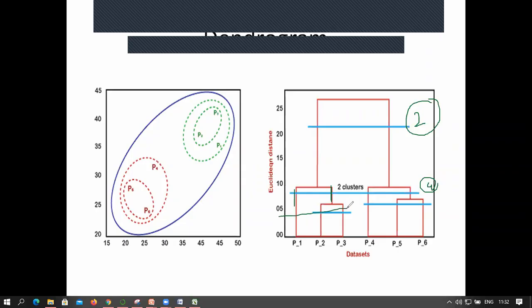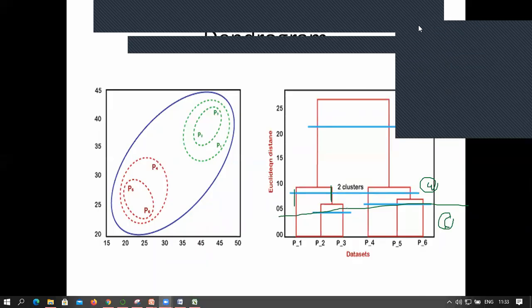And if I'm considering this line, how many lines are being cut by this? 1, 2, 3, 4, 5, 6. In that case, the number of clusters would be 6. But right now, these vertical lines were having the maximum distance, and this horizontal line is actually cutting just 2 vertical lines. So the number of clusters that I have to consider is just 2. Okay.